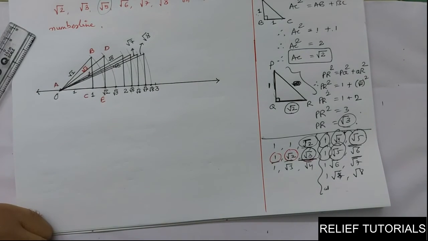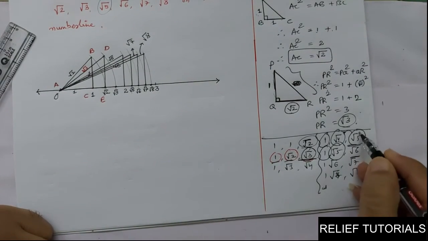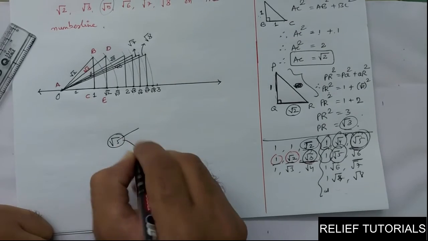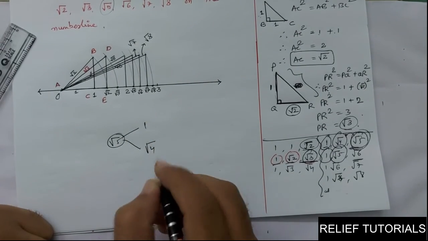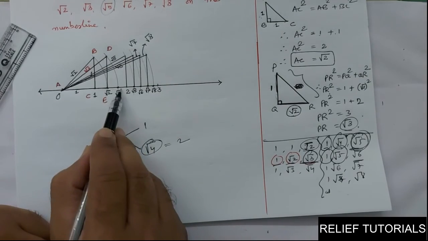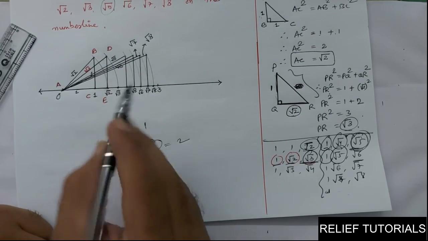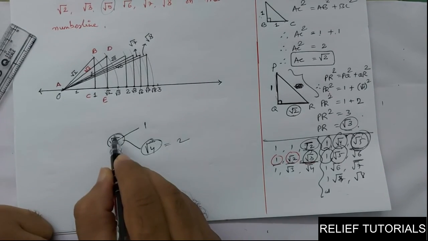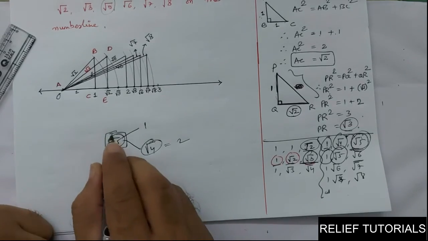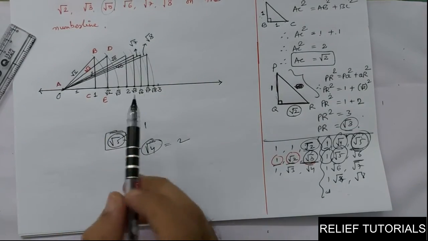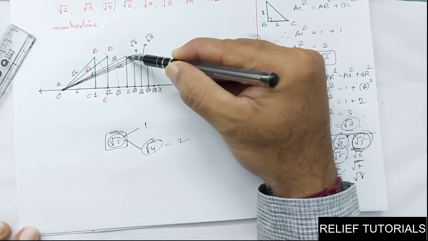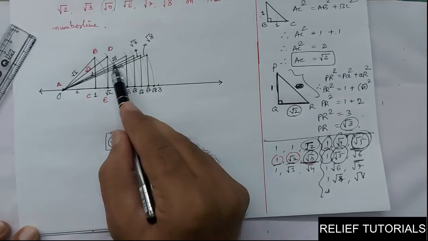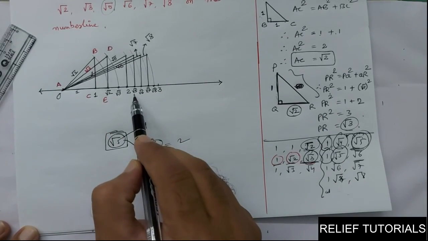Now if someone asks you to represent root 5 on the number line, we should have the pair 1 and root 4. To represent root 5, we should have two lengths, 1 and root 4. Root 4 means 2, and that is already there. So 2 can be easily represented on the number line, so there is no need to represent root 2 and root 3. If the question is to represent only root 5, you just draw one perpendicular line from 2. This length is 2, this length is 1. So this hypotenuse represents root 5.